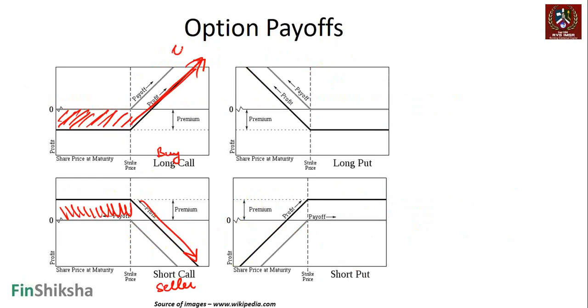This is a case of unlimited gain, and this is going to happen if the price of Infosys crosses 1100. On the x-axis, we have the stock price, right? On the y-axis, you have the P&L, and if the price of Infosys crosses 1100, then the seller of the call option is going to lose money, right?